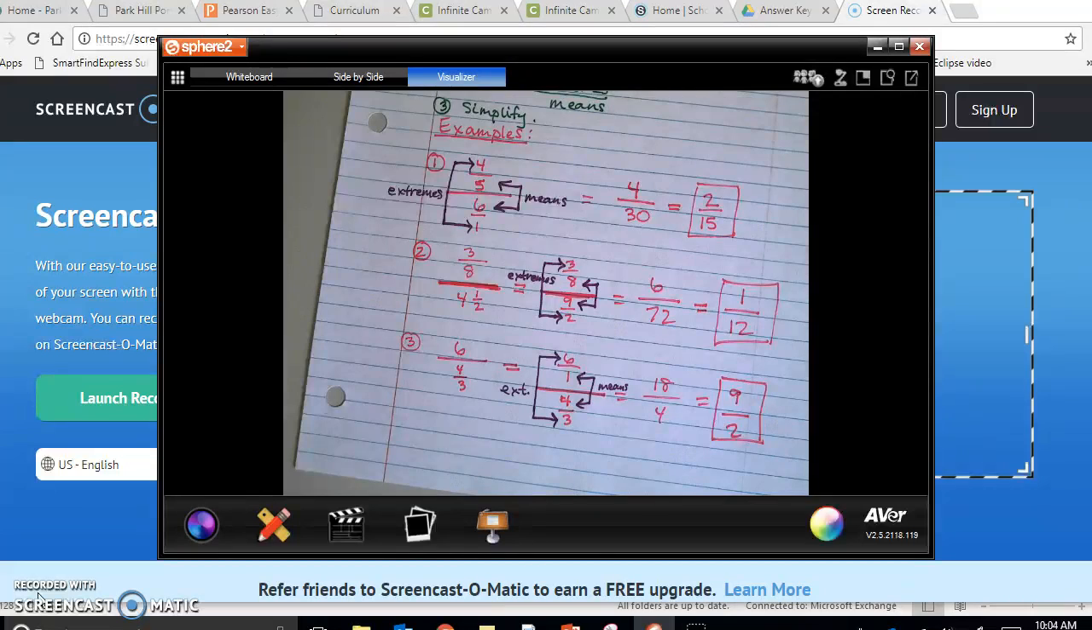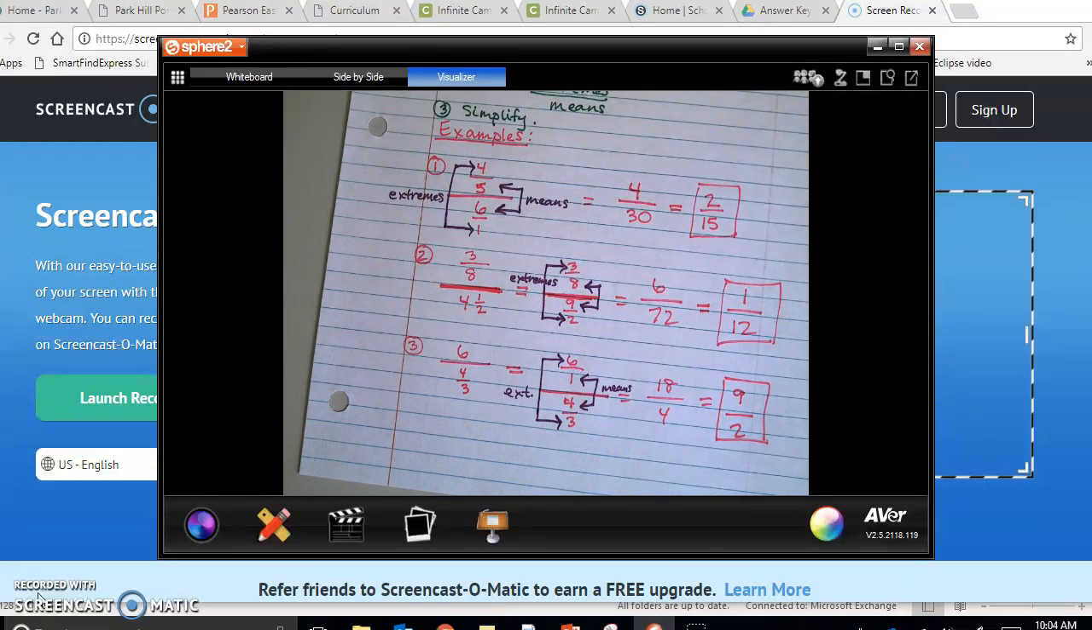So the most important part is to remember to start by changing all numbers to fractions, and then we are going to identify the extremes and the means so that we can rewrite the ratio as extremes over means and simplify, and you have now successfully solved all of your ratios with fractions.